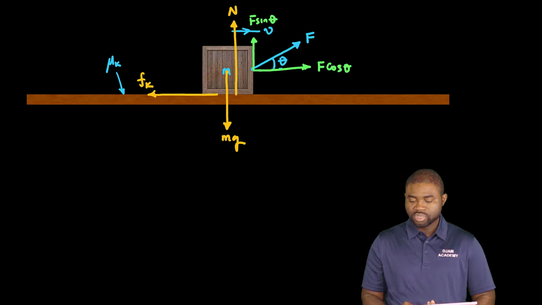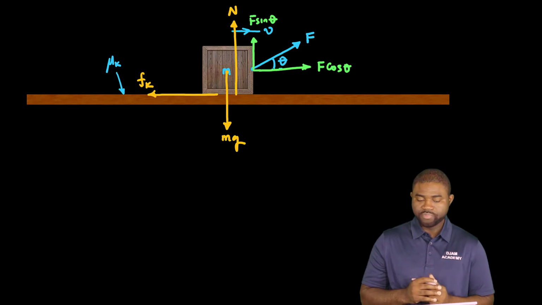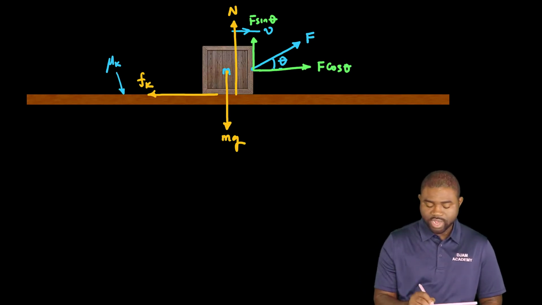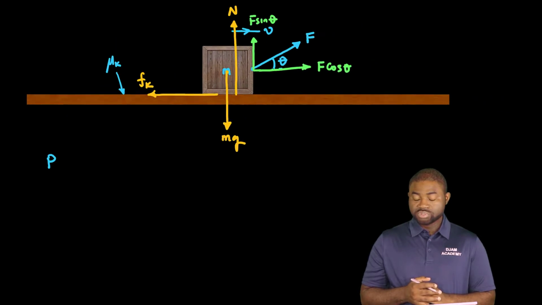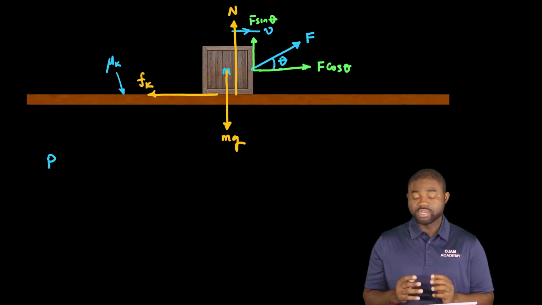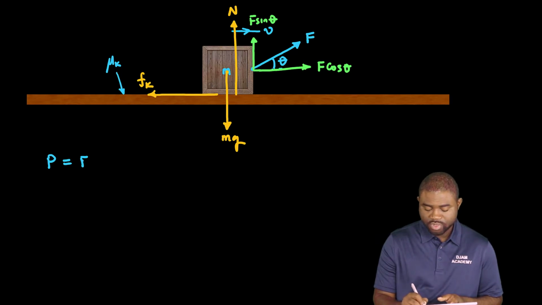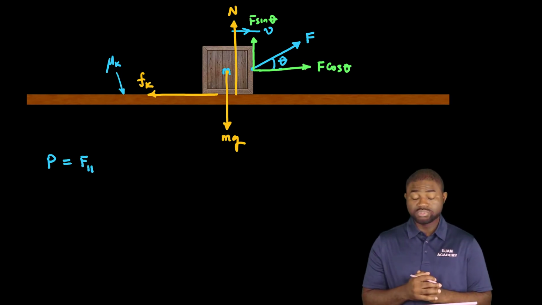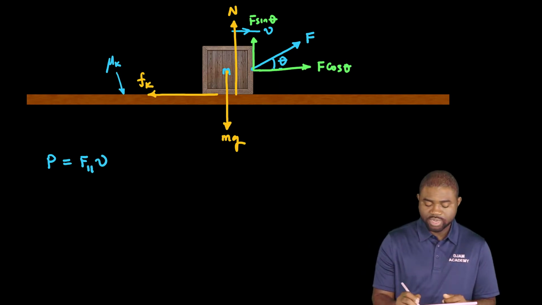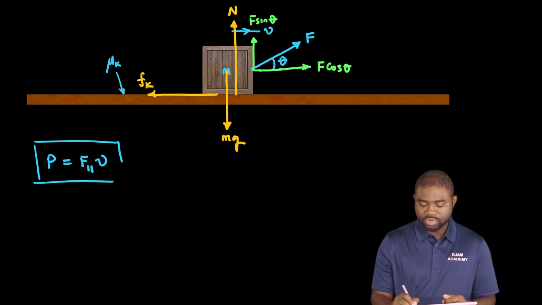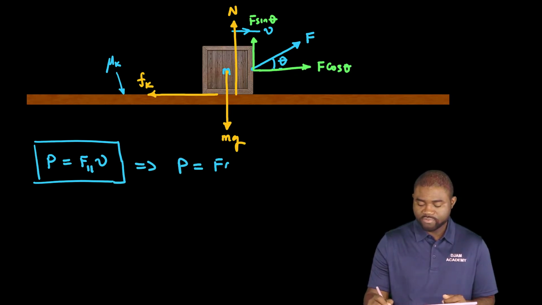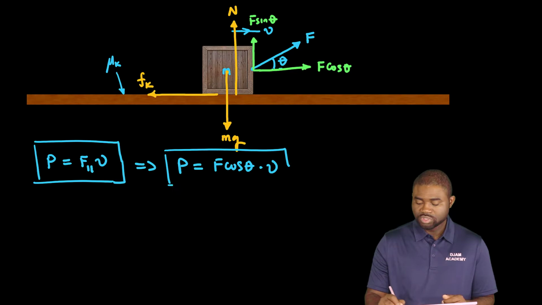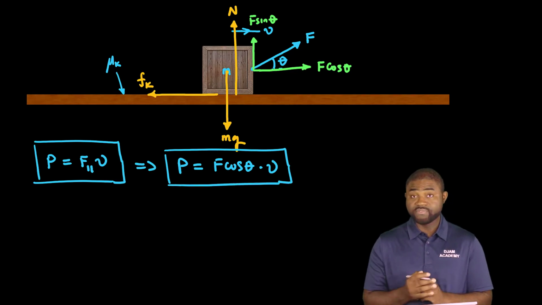So let's roll. Now, there are two ways that you can do this, the short way and the hard way. I'm going to show you the short way. Keep in mind that the average power delivered to the box by the force is equal to the component of the force parallel to the direction of motion, multiplied by the speed of the box. So P is equal to F cosine theta multiplied by v. This is the short version. But the question is, what is F?